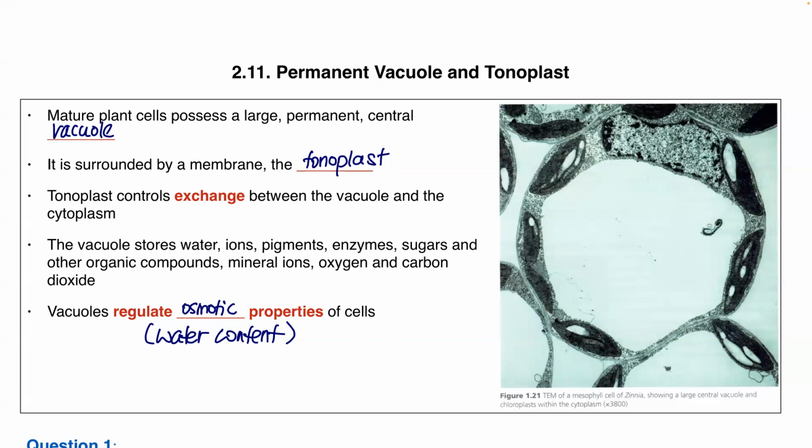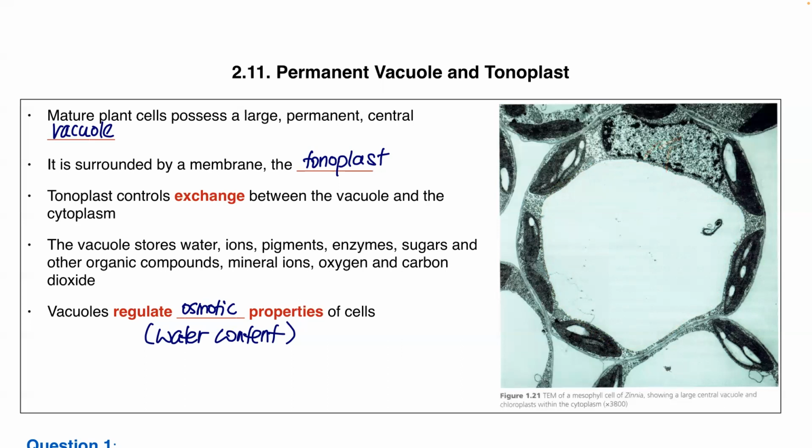Okay, so permanent vacuole. A vacuole is a large vesicle, normally more prominent in plant cells. In plant cells you normally see a single large vacuole, whereas in animal cells you see tiny ones. Sometimes we just call them vesicles rather than vacuoles. It is surrounded by a membrane. The tonoplast is the membrane surrounding your vacuole, and it controls exchange between the vacuole and the cytoplasm.